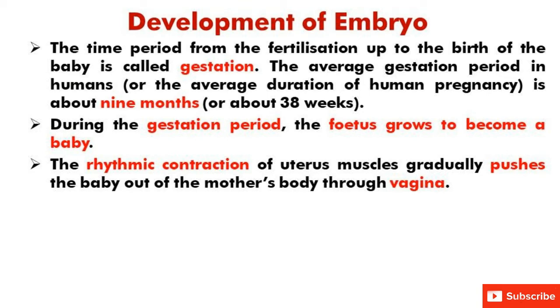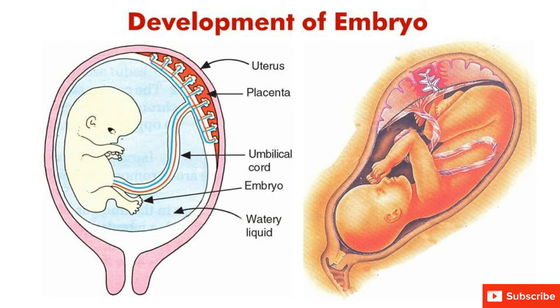The rhythmic contraction of uterus muscles gradually pushes. Then you must be thinking, how does a baby come out when it is attached to the mother's body? So when the mother applies force, pressure, this rhythmic contraction of uterus muscles pushes the baby out of the mother's body through the vagina. So the baby comes out through the vagina. The umbilical cord is still attached to the baby. So when the baby comes out, the umbilical cord is tied and cut. This is how a baby is born.